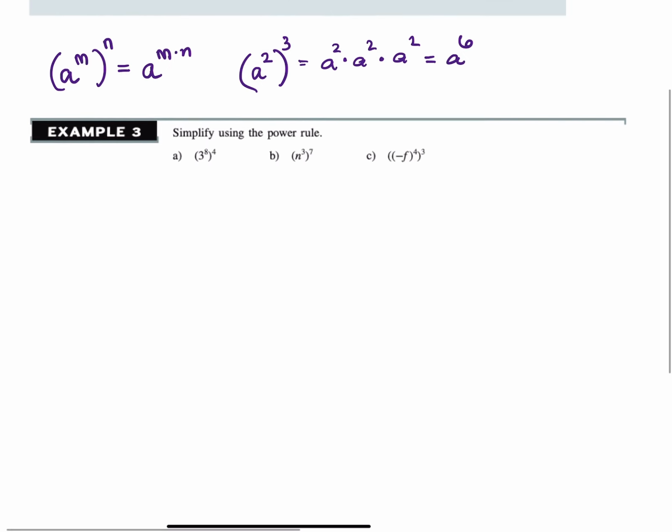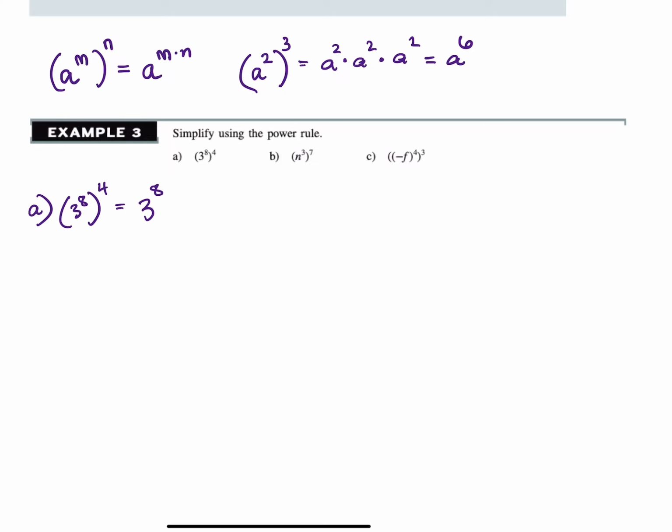So let's practice using this property. So if we have something like 3 to the 8th power raised to the power of 4, this will evaluate as 3 to the power of 8 times 4, because we have 4 copies of the 8 copies of 3. So 8 times 4 is 32. And this just wants us to simplify, so we could further evaluate this. This would actually be a pretty big number, 3 to the 32nd power.